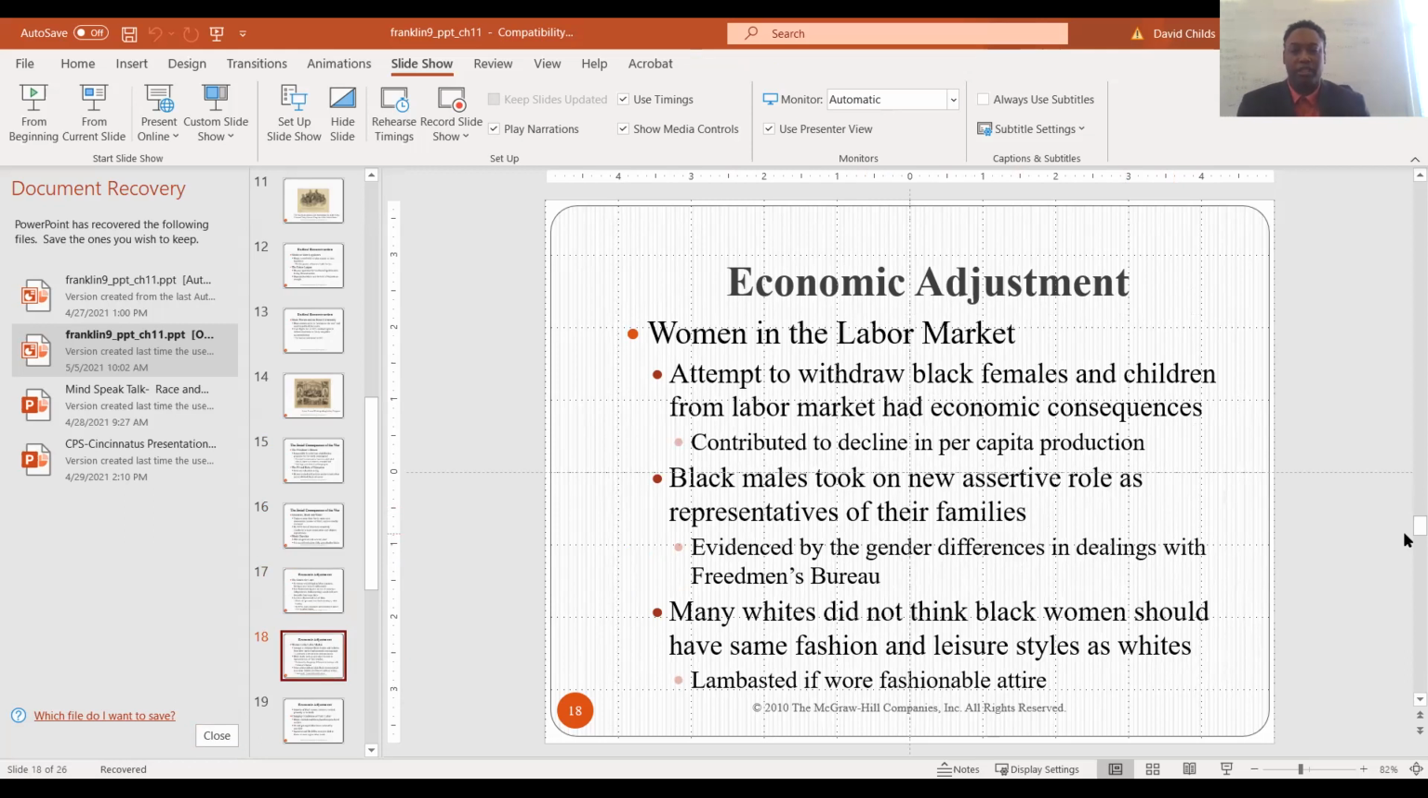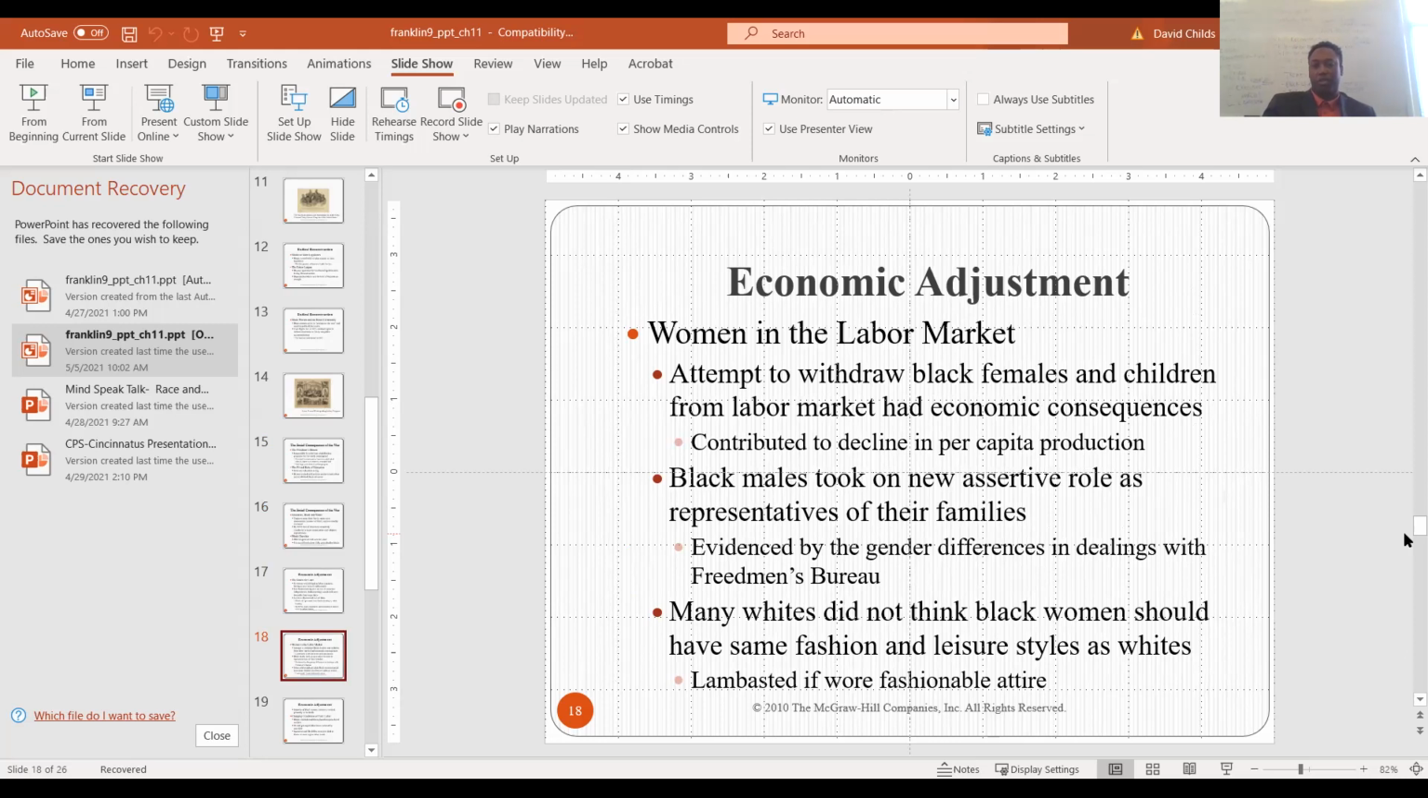Women in the labor market: the attempt to withdraw Black females and children from the labor market had economic consequences. They contributed to the decline in per capita production. That means there was a movement to try to get women and children out of the labor market, in other words, taking jobs from them. But they saw that they needed more workers as soon as they did that. They saw that it was a mistake. They needed women and children to keep up with the demand for work.